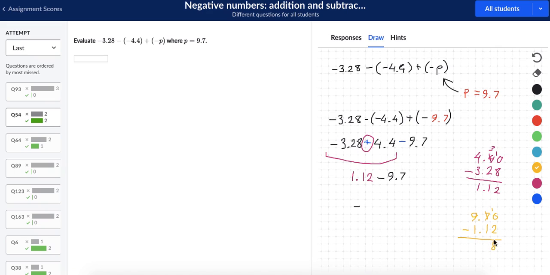And that gives us 8.58, and it's in the negative, so it gives us negative 8.58.